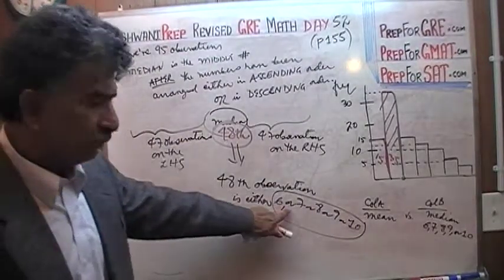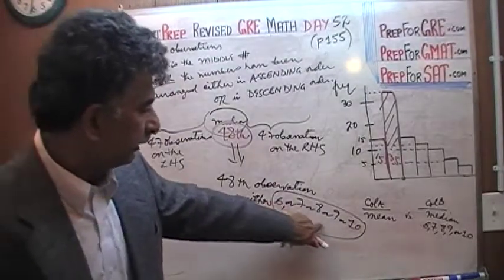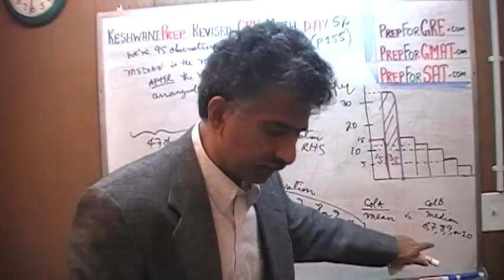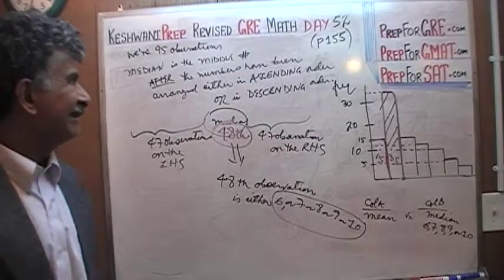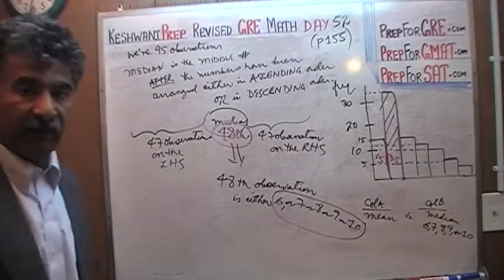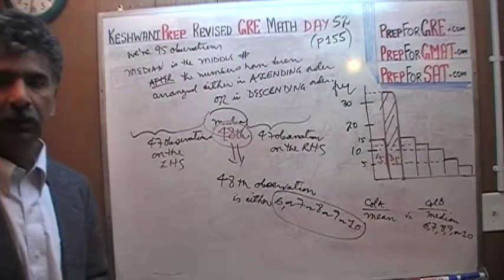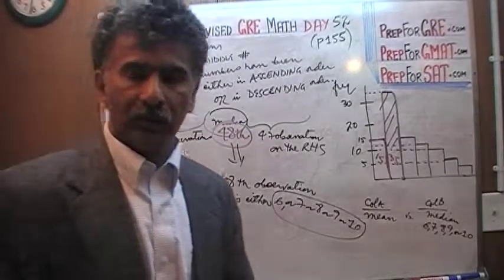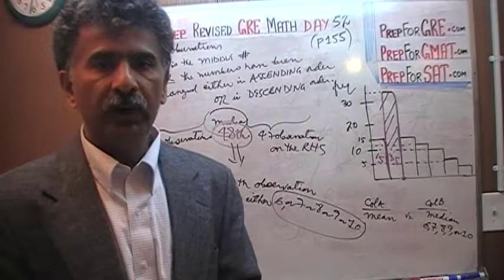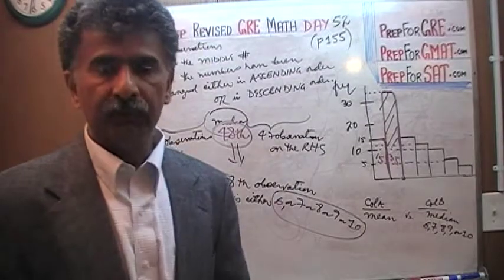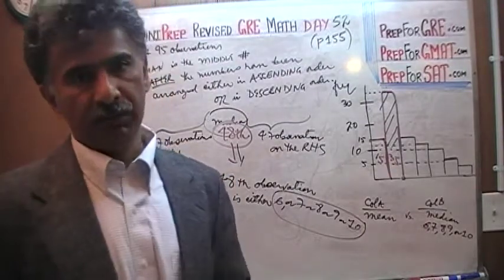I should have put the word or in between every one of them, just like I did here. I did not because I was lazy. But that's it. We're done with the median. The median of these 95 observations is, one more time, going to be either a 6 or a 7 or an 8 or a 9 or a 10. There is no way of determining for sure exactly what the median is.